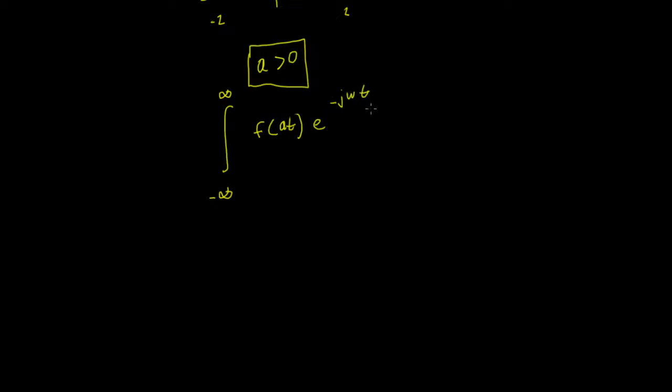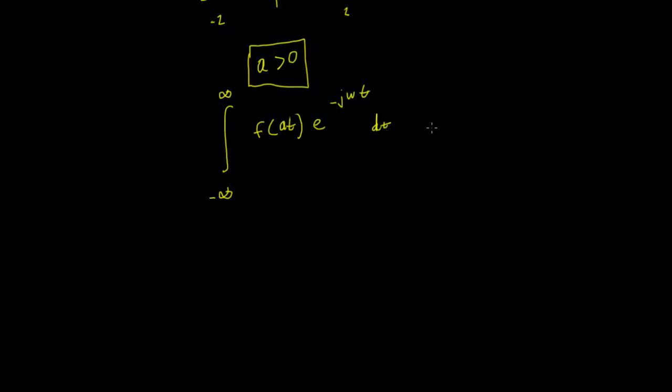So let's go through and we're going to look at first of all the Fourier transform of our function f of at, so when a is greater than 0. So let's say we're looking at a greater than 0. Then we have the integral from minus infinity to infinity of some function f of at e to the minus j omega t dt.